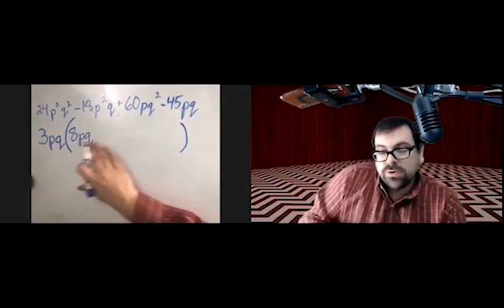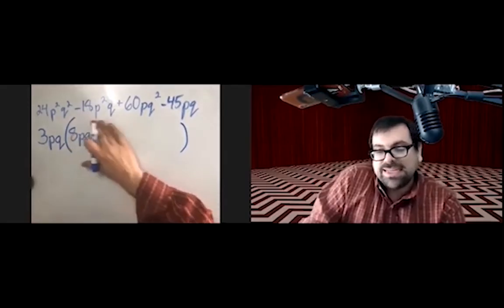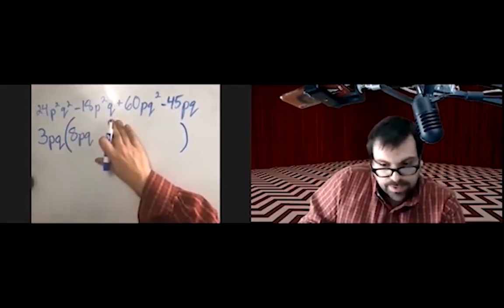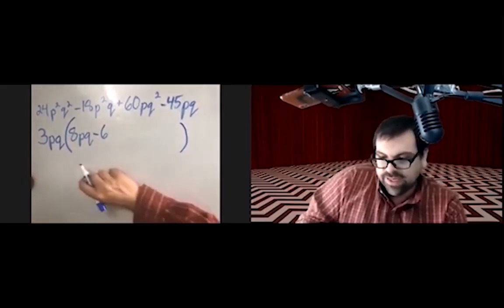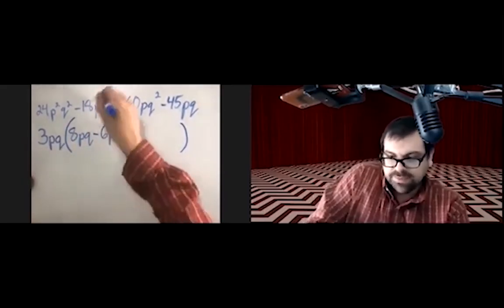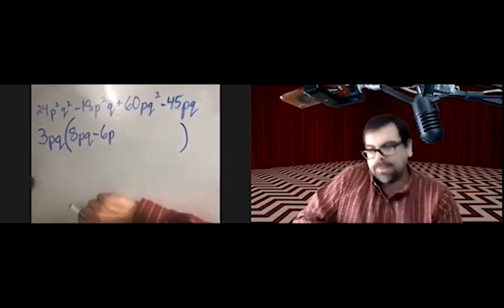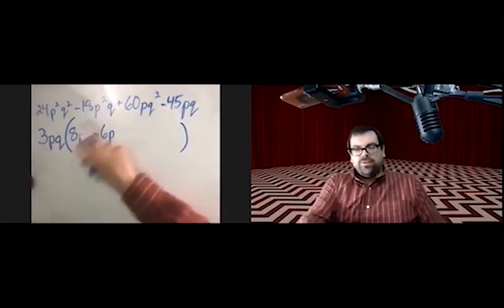Three pq times what is negative 18p squared q? 3 times negative 6 is negative 18. P times p is p squared. Q times, we already have all the q's we need.